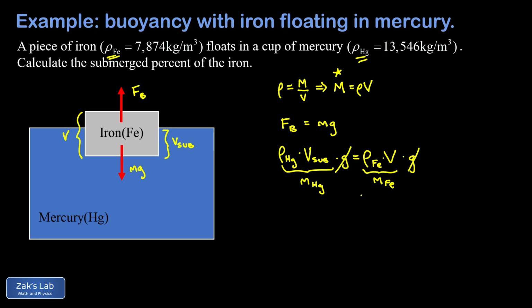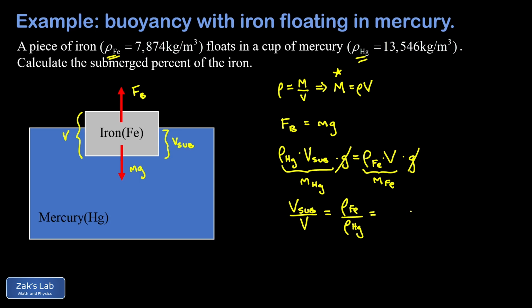And what we're looking for is the submerged percent of the iron. So what I want to do is actually divide both sides by V and find an expression for V sub divided by V. So that gives me the fraction of the block that's submerged, and then we just have to convert that into a percentage. Well, solving for V sub over V gives me rho iron, rho Fe, over rho mercury, rho Hg.